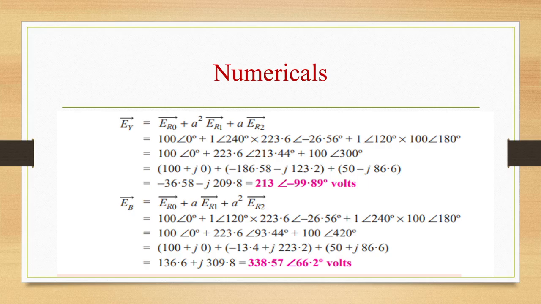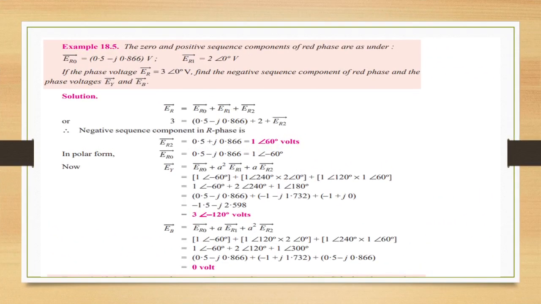EB is equal to ER0 plus A ER1 plus A square ER2. So rectangular we are getting the answer as 136.6 plus j 309.8. Polar 338.57 angle 66.2 degree volt.